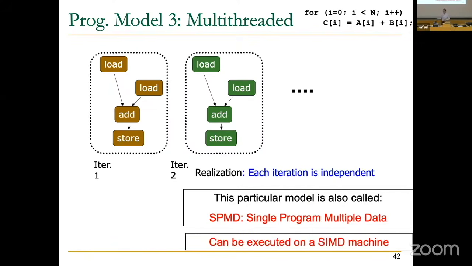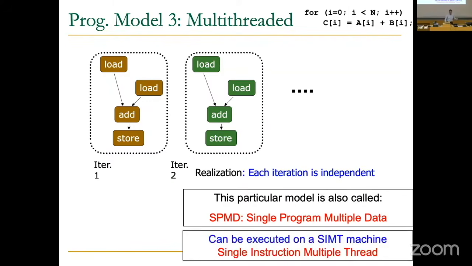And it can be executed on a SIMD machine. And that's what a GPU is basically. A GPU is programmed using the single program, multiple data paradigm. And a GPU acts like a SIMD machine. Whenever it realizes that these threads are actually executing the same load, it combines them. So this is also called single instruction multiple thread in NVIDIA terminology. Not a bad terminology, I think. Basically, a single instruction comes from multiple threads at a given time.